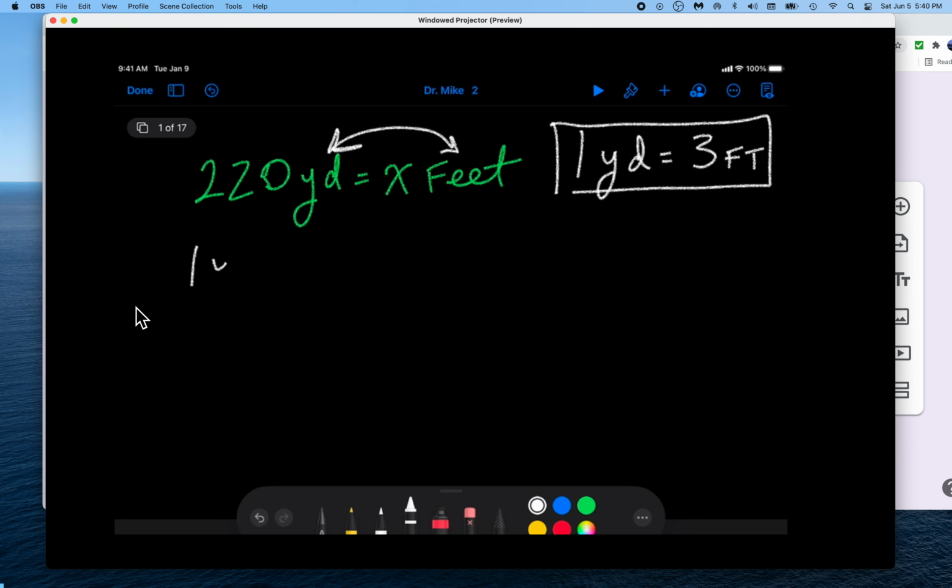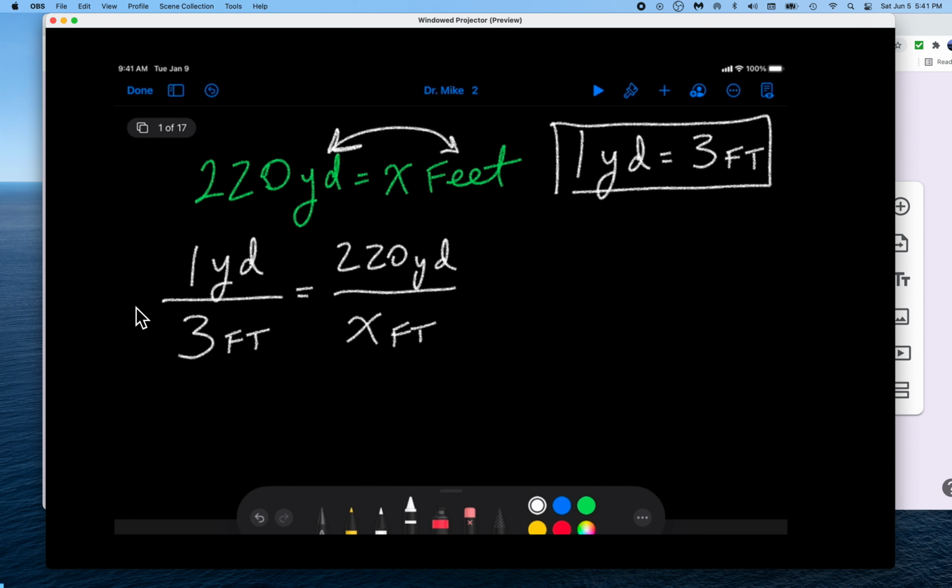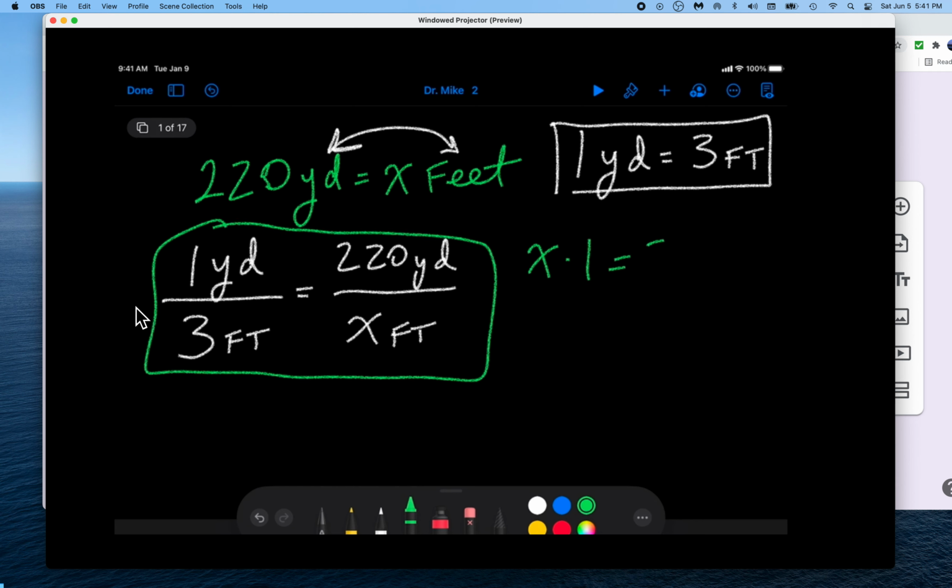1 yard is to 3 feet as 220 yards is to X feet. When you do that, double check. You have yards in the numerator, feet in the denominator. You're good to go. How would I do this? You have two fractions facing each other with an equal sign. X times 1 equals 3 times 220. X gives you 660.